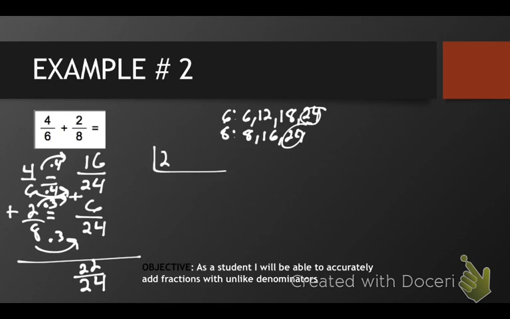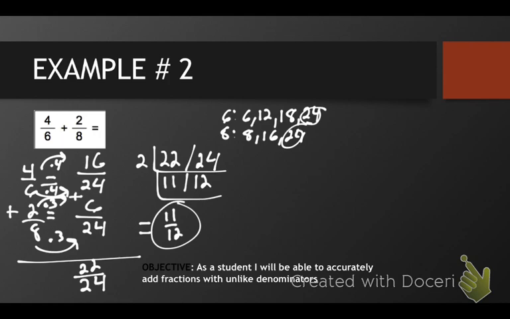So what goes into both even numbers? Well, that would be a 2. 2 goes into 22 11 times, and it goes into 24 12 times. I know I am done because those are consecutive numbers, so my answer should be 11/12. Ladies and gentlemen, there you go.